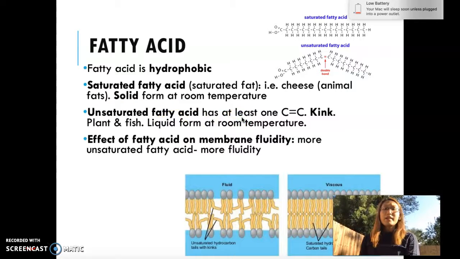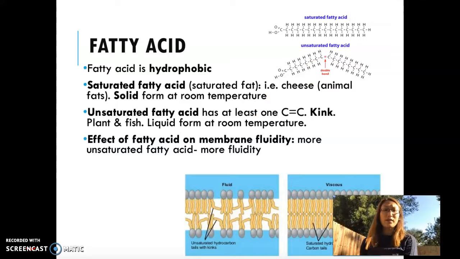Okay? So here's the thing. When you think about cells, cells exist at all different kinds of temperatures, right? We have animals living in really hot temperatures.